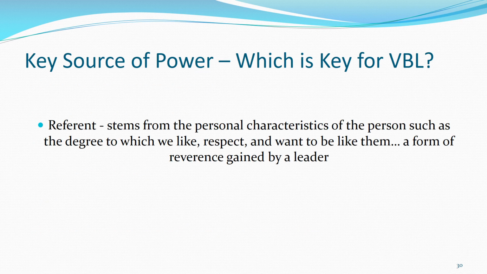We talked about sources of power earlier, and one of the key sources of power for the values-based leader is referent power, which stems from the personal characteristics of the person, such as the degree to which we like, respect, and want to be like them, a form of reverence gained by the leader. That's important for the values-based leader. We're not taking away from the fact that legitimate power may be necessary.